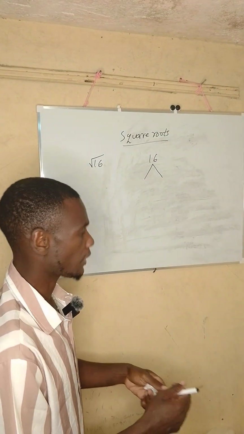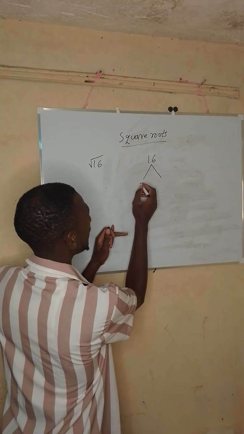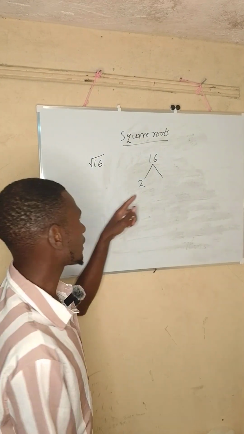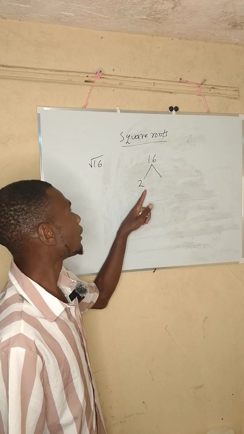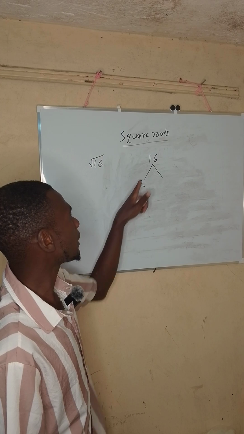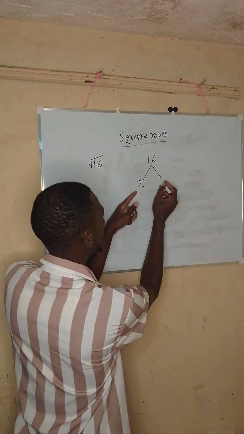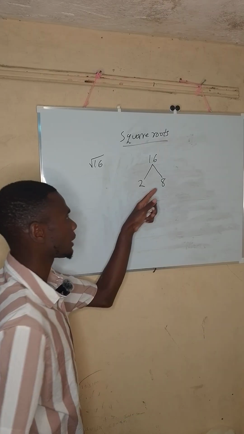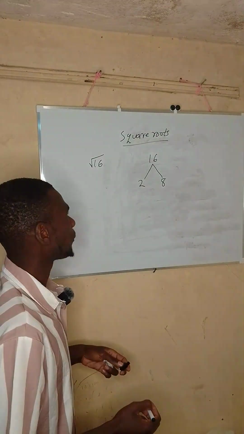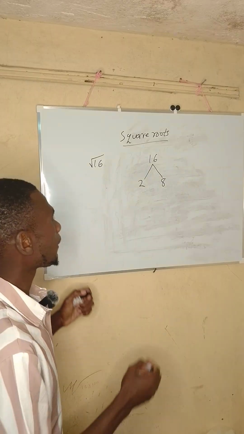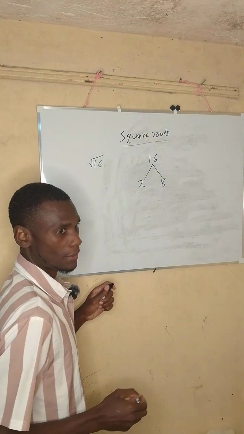So we will start with that 2. You write that 2 on the left-hand side. After writing this 2 on the left-hand side, if you divide 16 by 2, you will get 8. That 8, you write it on the right-hand side. So you will have something like this. That's why it's called a factor tree. It looks like a tree moving downwards. So that is the first step.